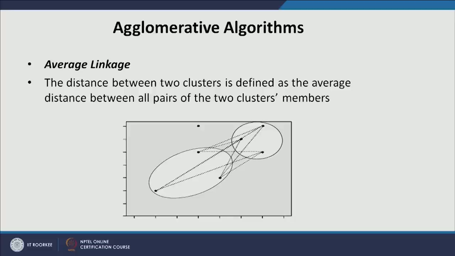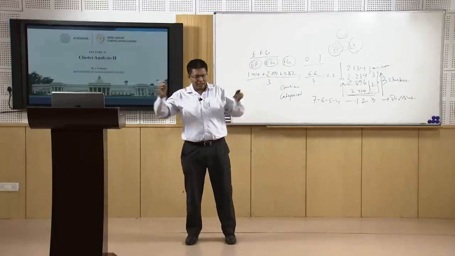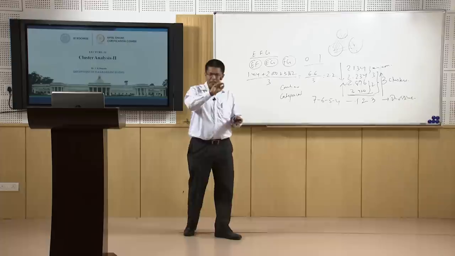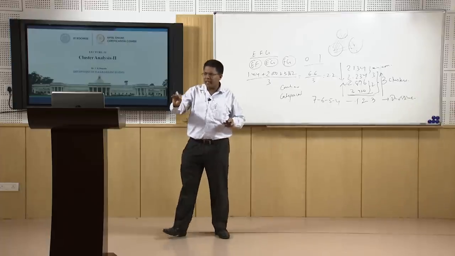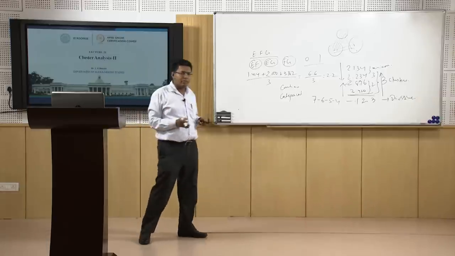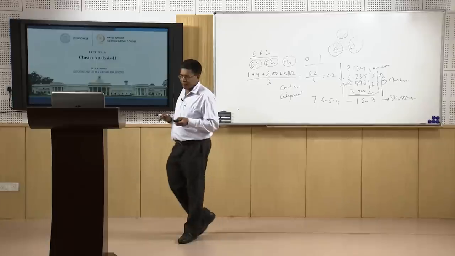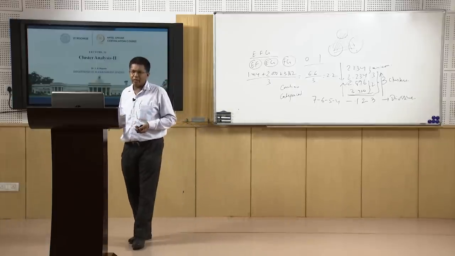Average linkage is another method, where the distance between two clusters is defined as the average distance between all the pairs. Here, in single linkage and complete linkage we were taking only the closest or the extreme, but here we are taking the average distance between all the pairs of the two clusters' members, and their average, okay. Again the minimum will be taken.